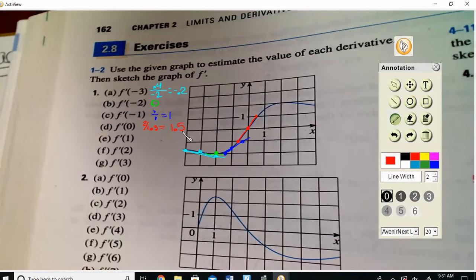Okay, f prime of 1. You were right here. So if I wanted to estimate that, take a couple points, I would go up 1 over 1-ish. That one's about a slope of 1.